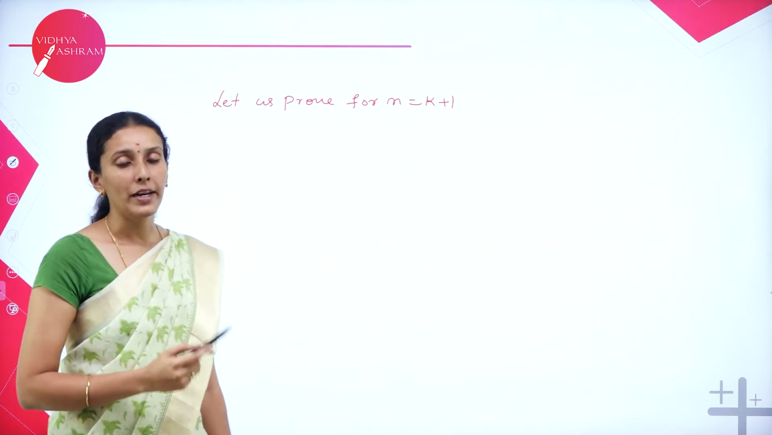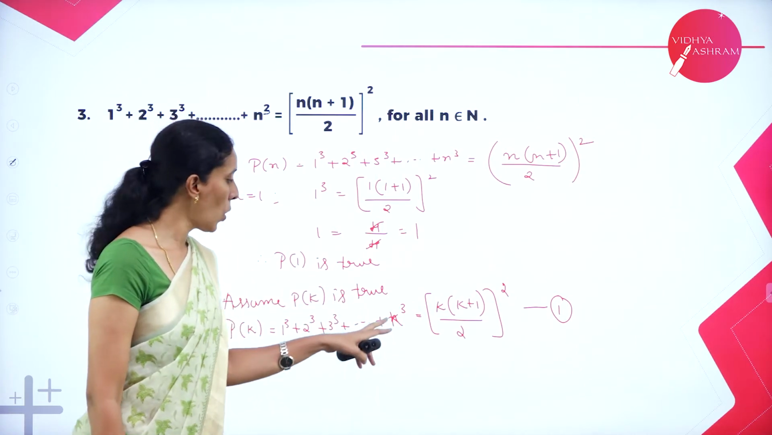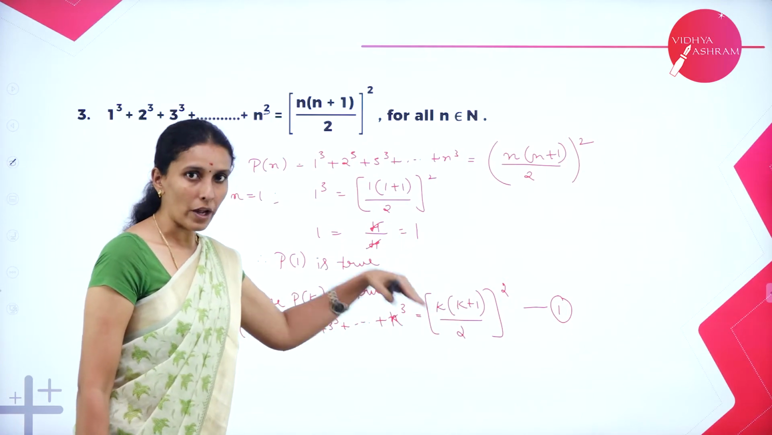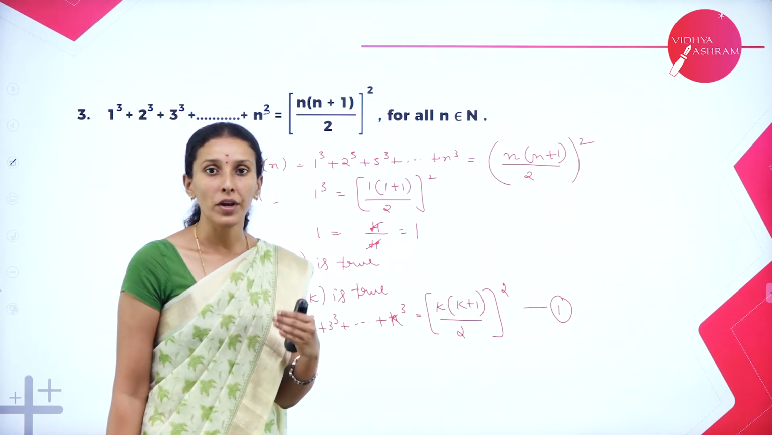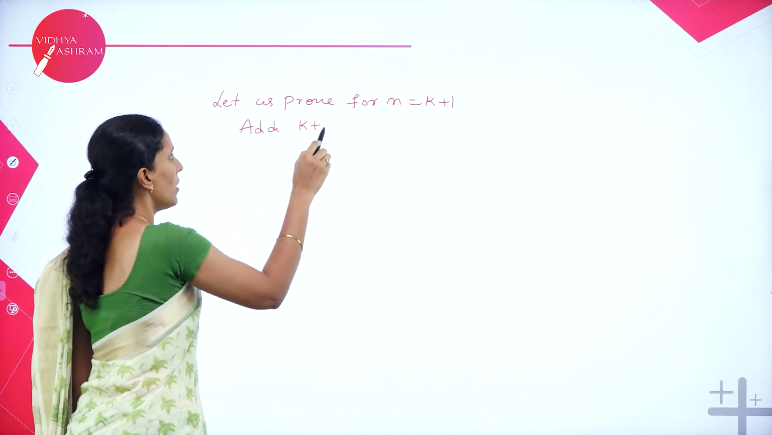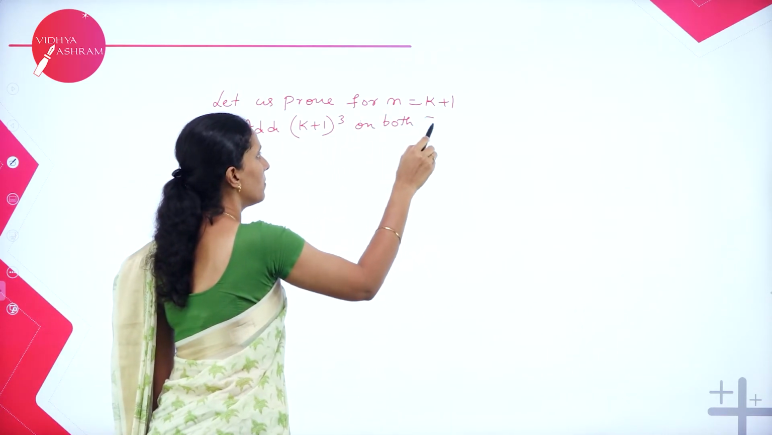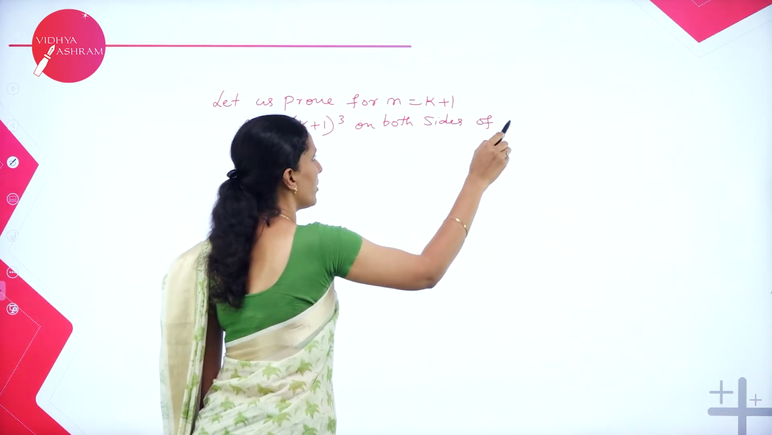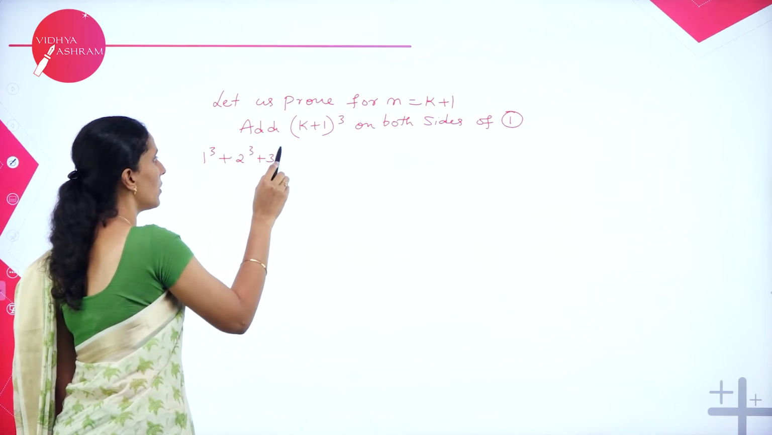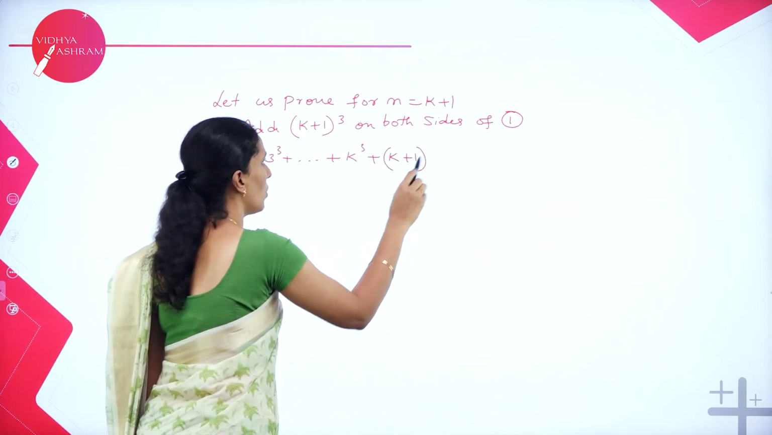If we want to prove for n is equal to k plus 1, then this statement must contain k plus 1 whole cube on both sides. If this is k cube, then if you want to add one more term, it should be k plus 1 whole cube. So for that, add k plus 1 whole cube on both sides of equation 1. So what happens? 1 cube, 2 cube, 3 cube plus etc. k cube plus k plus 1 whole cube.